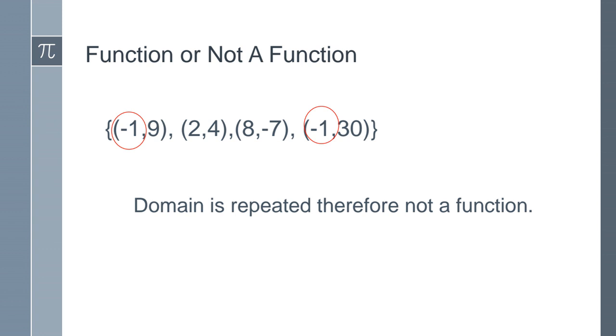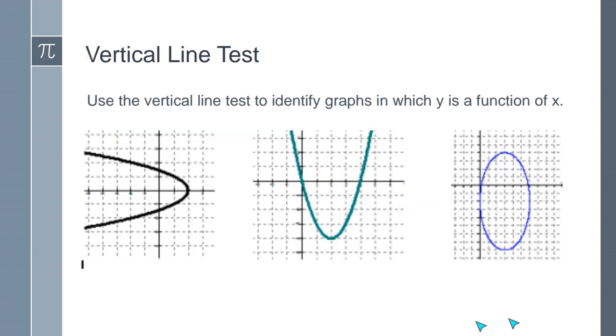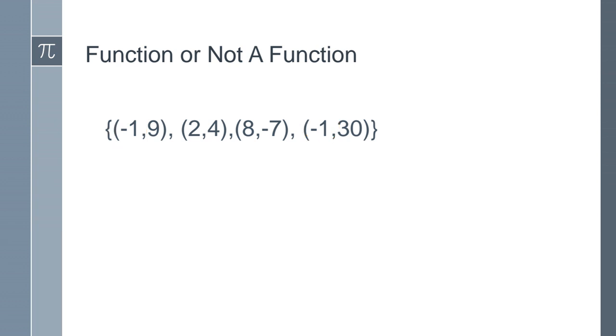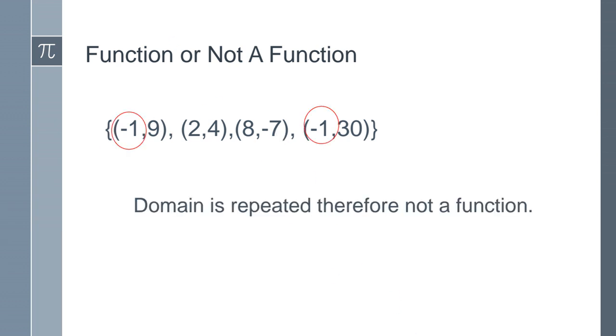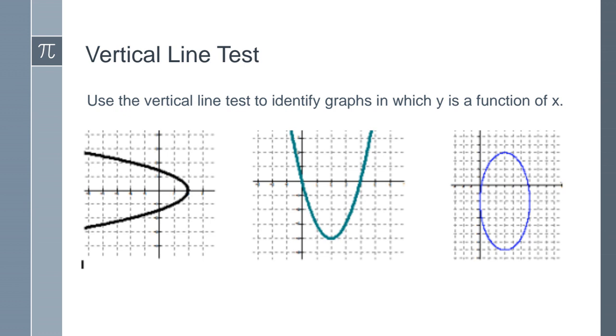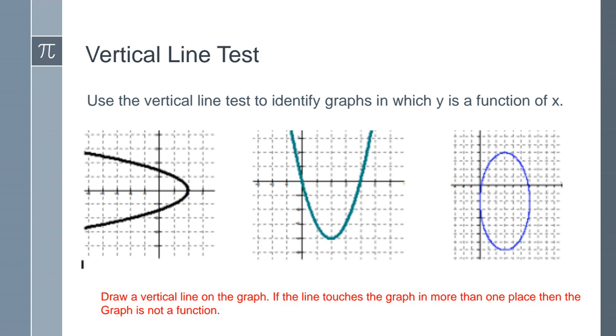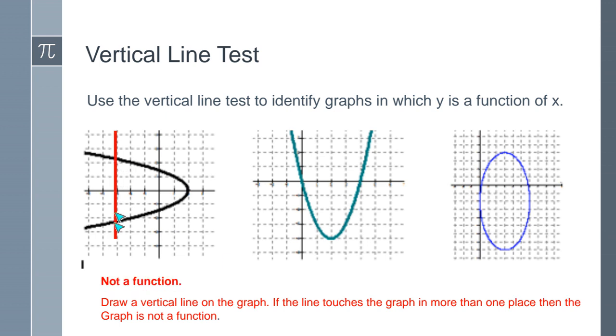Okay. Let's try a different problem. Sometimes, instead of getting a set of ordered pairs, you might have a graph. And so we want to know, is this going to be a function? So we can use what we call a vertical line test. Basically, if you draw a vertical line on your graph and the line touches the graph in more than one place, then it's not going to be a function. And we'll see in the first picture that if I draw a vertical line here, it's touching in this location and this location. So it makes it not a function.